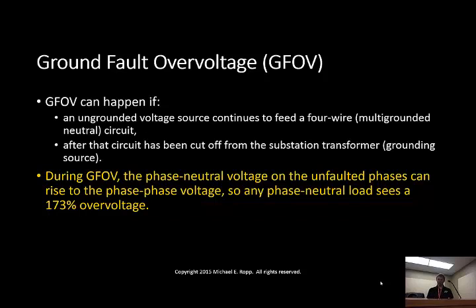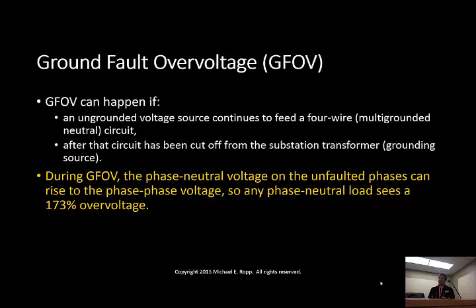So let's take those two mechanisms individually. What is a ground fault overvoltage? GFOV can happen if I have an ungrounded voltage source that is feeding a 4-wire circuit. By 4-wire circuit, I mean we're assuming there's a multi-grounded neutral. And then the ungrounded source continues to feed that circuit after the circuit has been disconnected from the substation transformer.